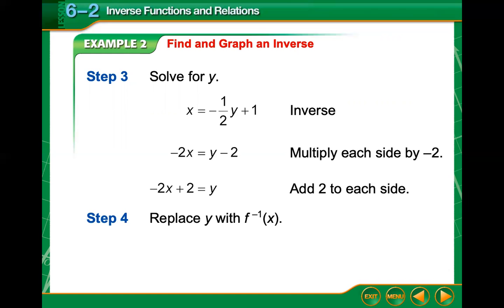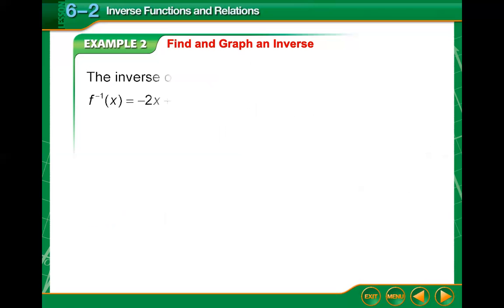You could have also subtracted 1 from both sides and then multiplied by -2, kind of just a preference of how to simplify it. And then we're going to replace y with f to the -1 of x. This is how we know we are dealing with inverses when we have this notation. So our inverse equation is going to be -2x plus 2.